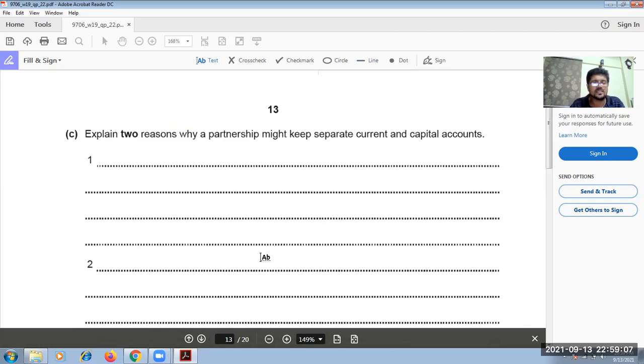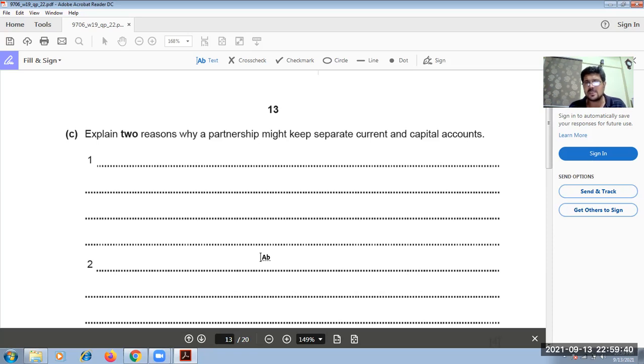Next, you move to the next one. Give two reasons why a partnership keeps separate current and capital accounts. Actually, this is called the fixed capital account system. When you keep capital accounts and current accounts separately, it is called the fixed capital account system. And second, if you keep only one capital account for everything, it is called the floating capital account.